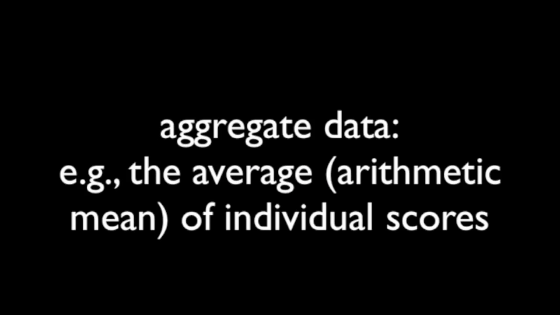Let us consider another example. In this example, we will use aggregate data. Aggregate data means that we are collecting data from smaller units, for example individuals, and then calculate some type of collective score, for example the arithmetic mean produced by adding up the data and dividing by the total number of individuals.